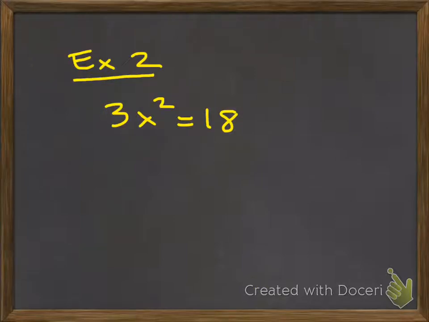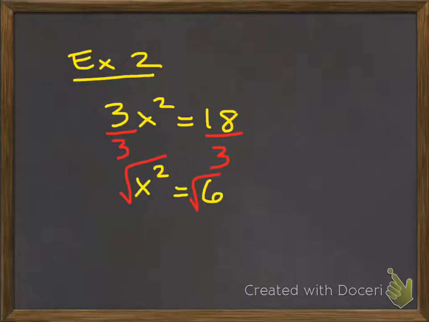Example 2, 3x squared equals 18. Again, you want to find out what x equals, so we're going to isolate the variable, so we divide both sides by 3. Divide by 3, divide by 3. You end up with x squared equals 6. Okay, you're going to take the square root of both sides, the square root of x squared and the square root of 6. Okay, that gives us x equals plus or minus the square root of 6 as our answer.